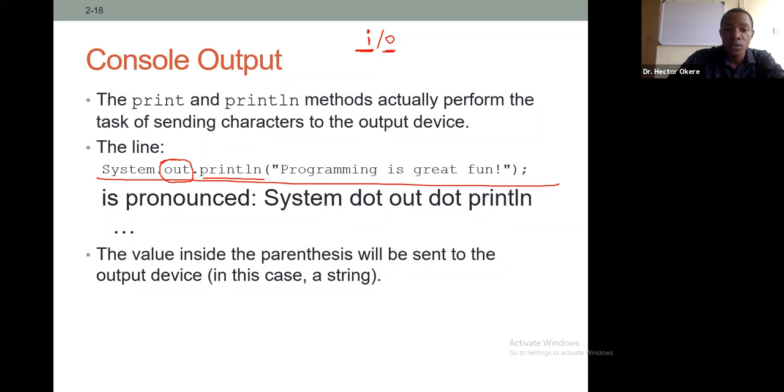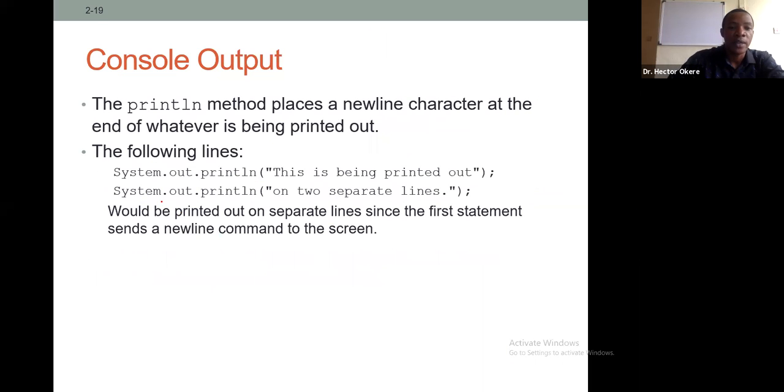So System.out, system output. I want to display on my output device, that is my monitor, print on my display device, anything I put inside the quotes, print this string. This is a string. Remember, I told you anything you put in quotes becomes a string. So print this string. And that is why we have our printed string: Programming is great fun.